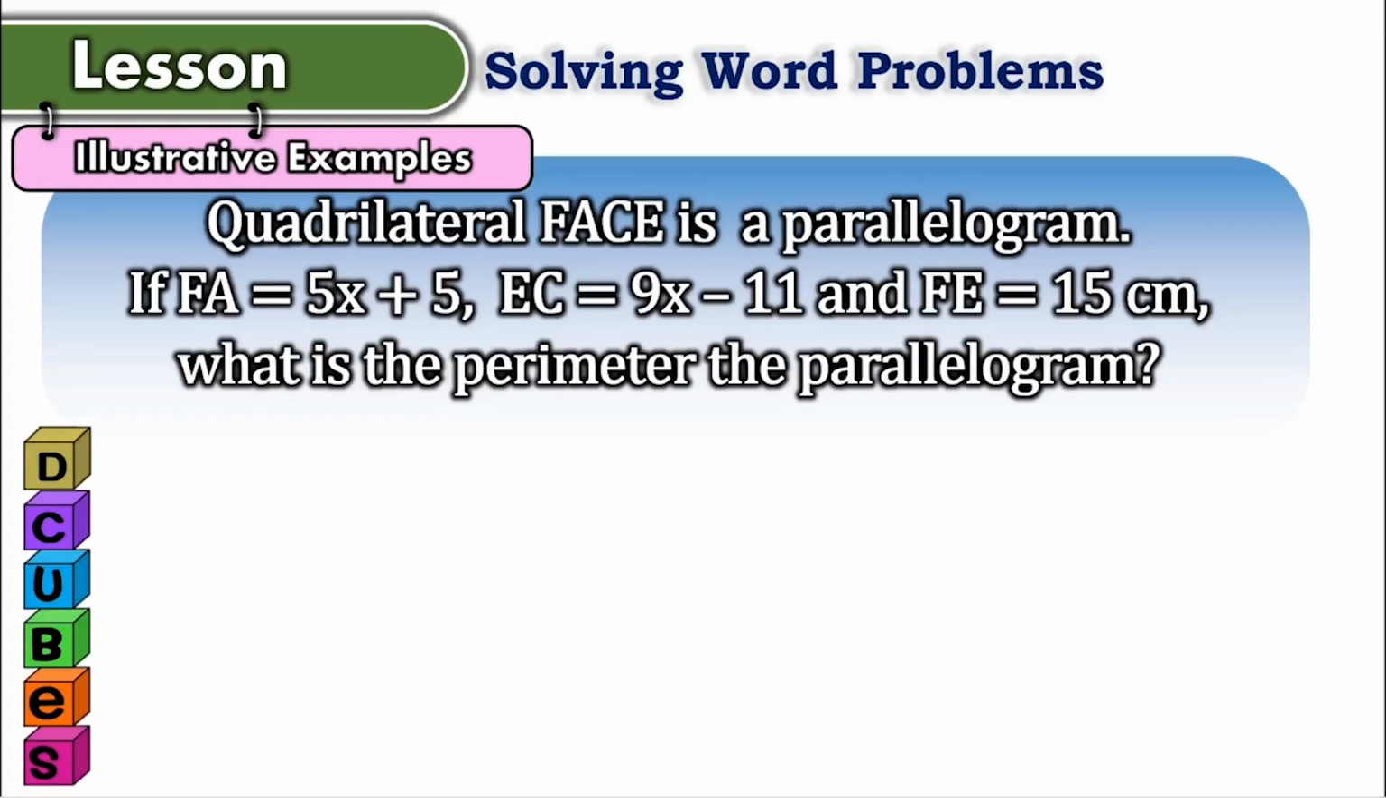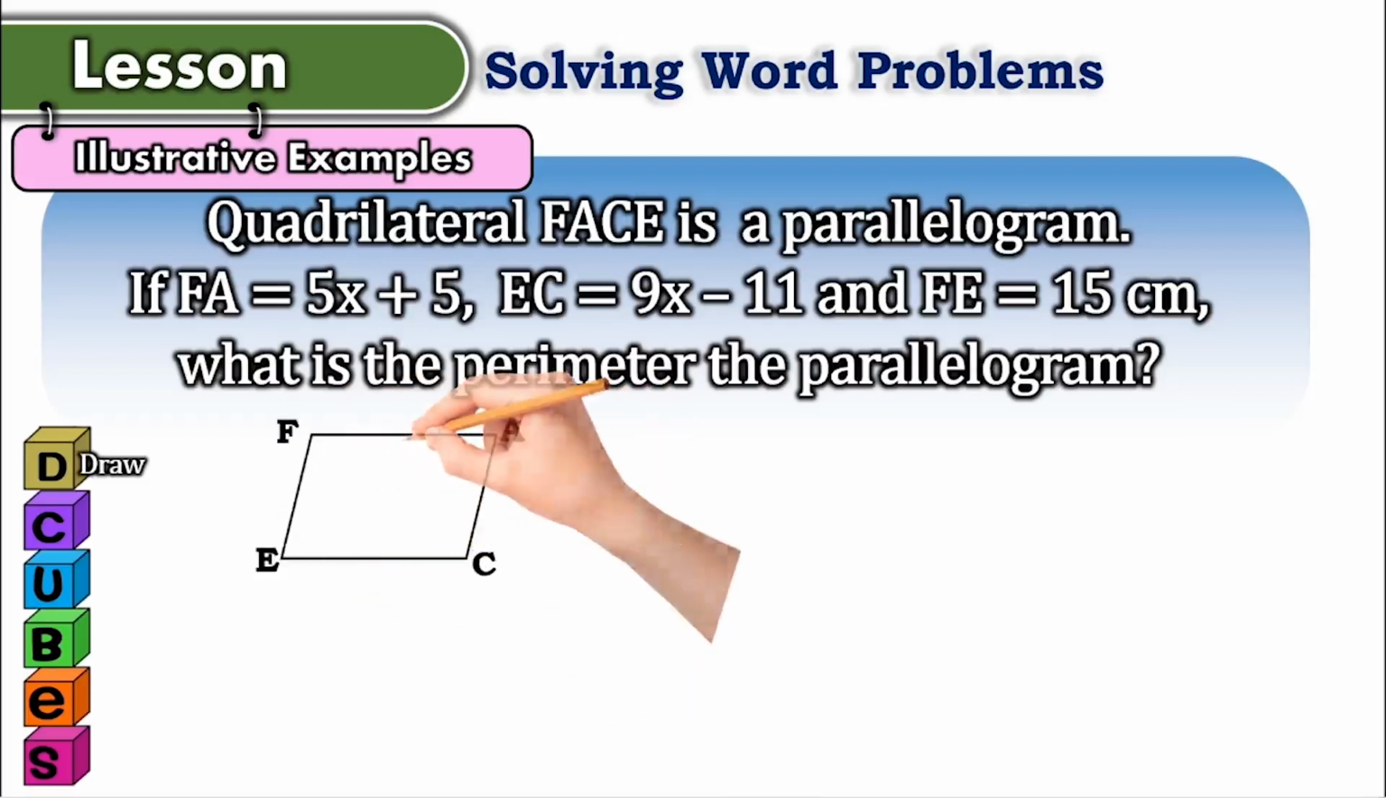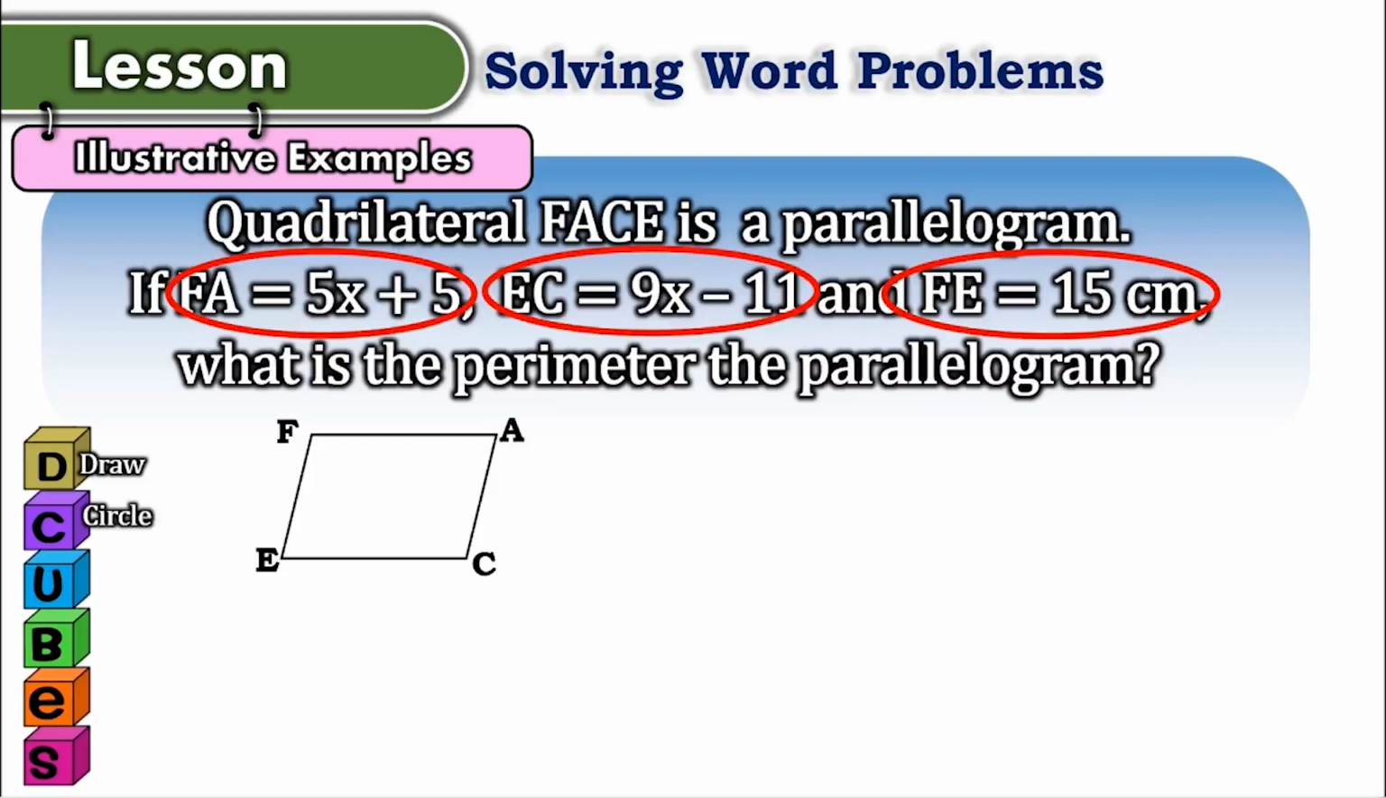First step is draw. Draw a simple illustration of the situation, and the simple illustration looks like this. Next is circle. Circle the given number or quantities based from the problem. And in the problem, the given are 5x plus 5, 9x minus 11, and 15 centimeters. Third, underline what is asked in the problem.